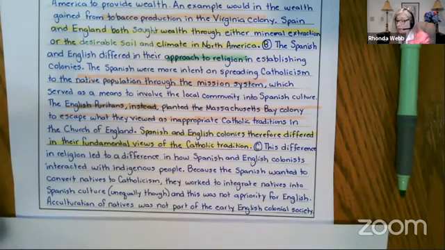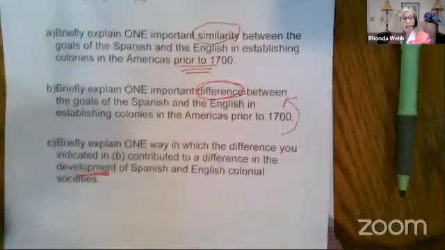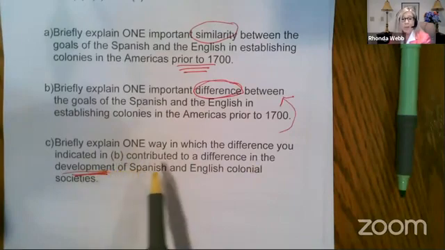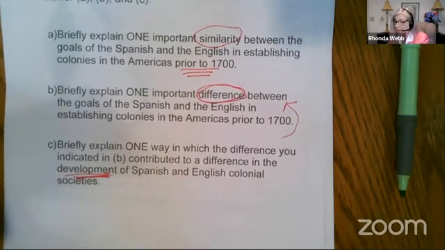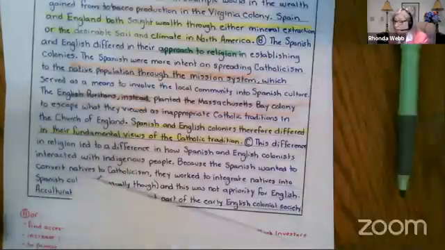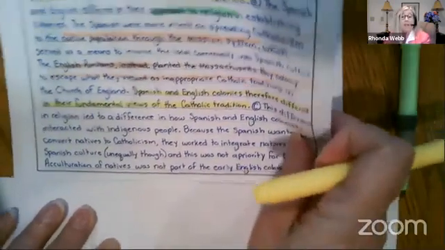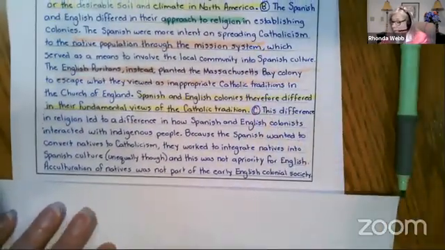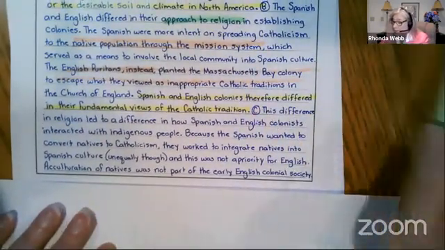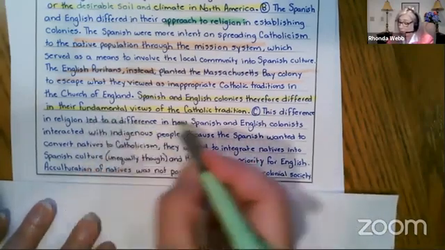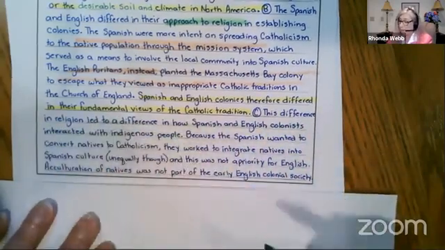So then we get into this third question. Let me remind you what it is. Explain one way in which the difference you indicated contributed to a difference in the development of Spanish and English colonial societies. So how does this lead to a difference in their societies? So the difference in religion, I've got to stick with the same one that I had above, and how the Spanish and the English colonists interacted with indigenous people. So this is going to lead to a difference in how they interact with the natives.